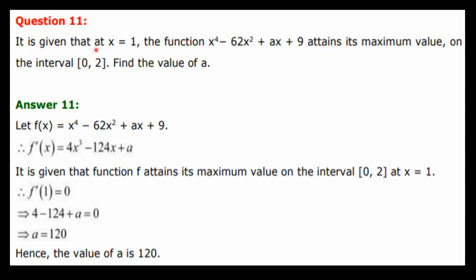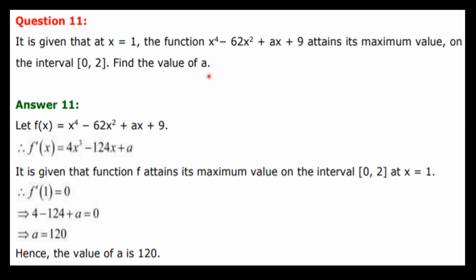It is given that at x is equal to 1, the function x power 4 minus 62x square plus ax plus 9 attains its maximum value on the closed interval 0 comma 2. Find the value of a. Understood this question, my dear children?